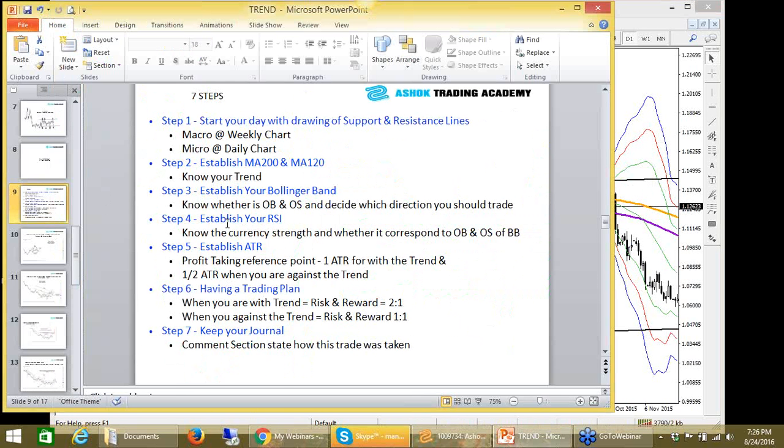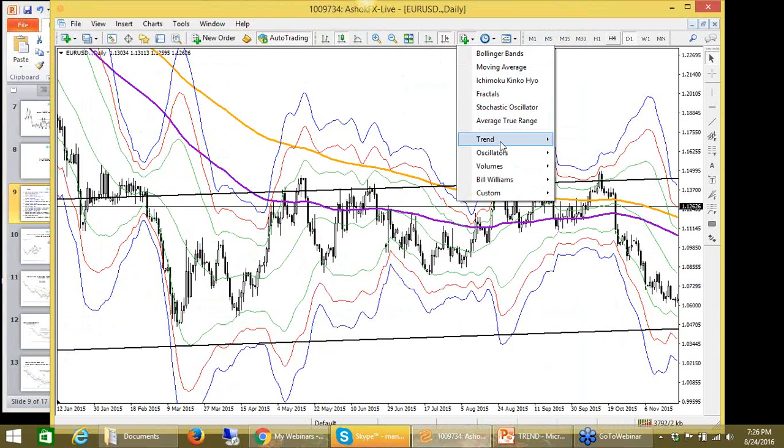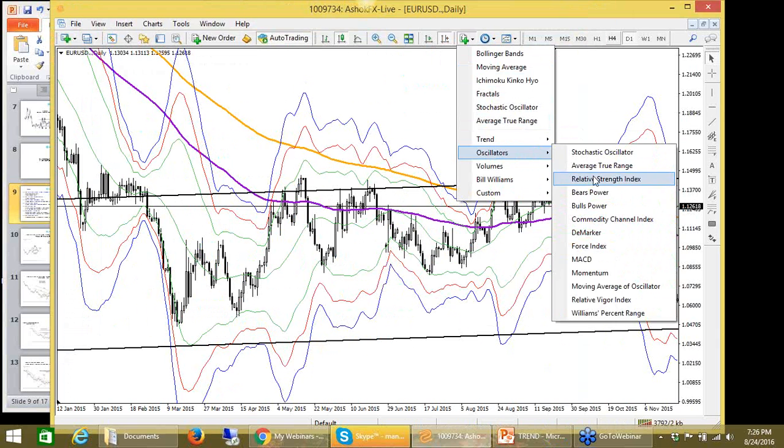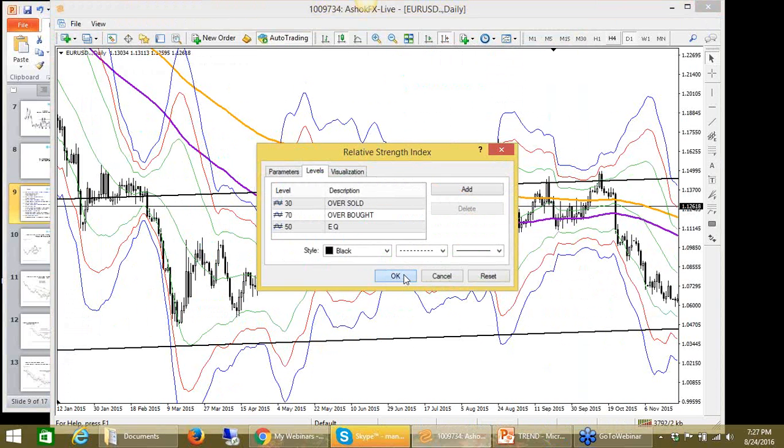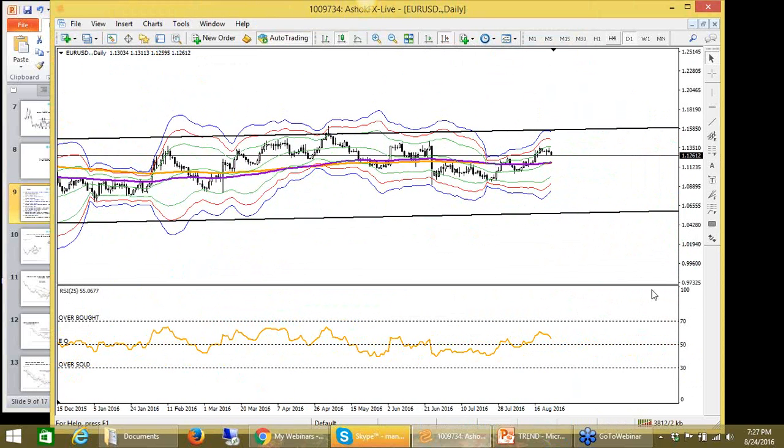Okay, next step, RSI. Step number 4. I put the RSI. Now you can see this is the overbought area. This is the oversold zone. The middle, 50, is the EQ line. Once the price reaches here, you already see the price is in the overbought area. If the price reaches below, the price is oversold.